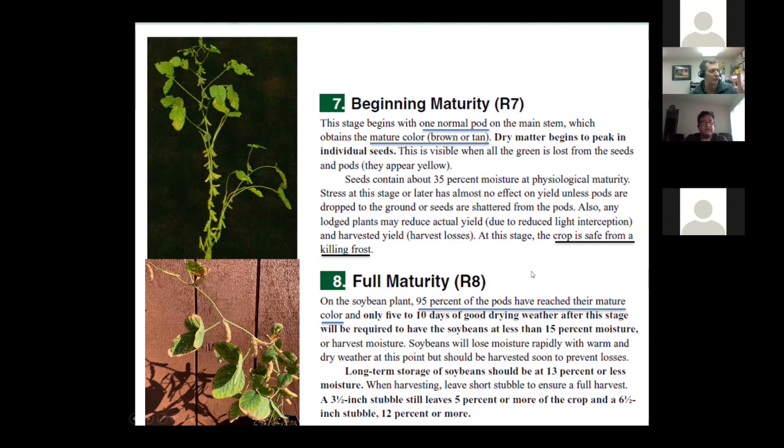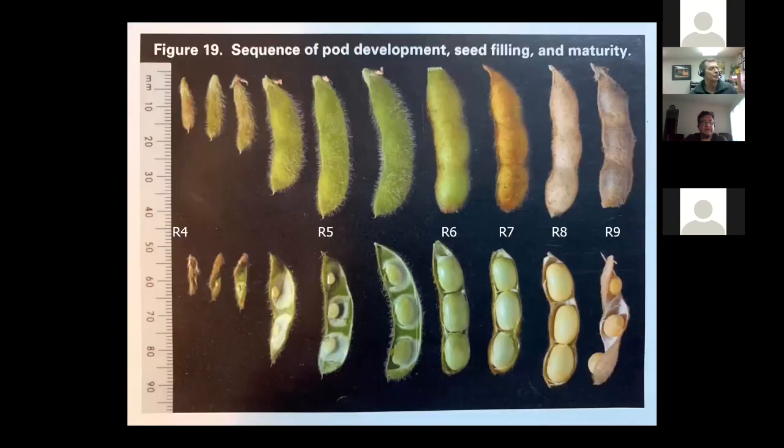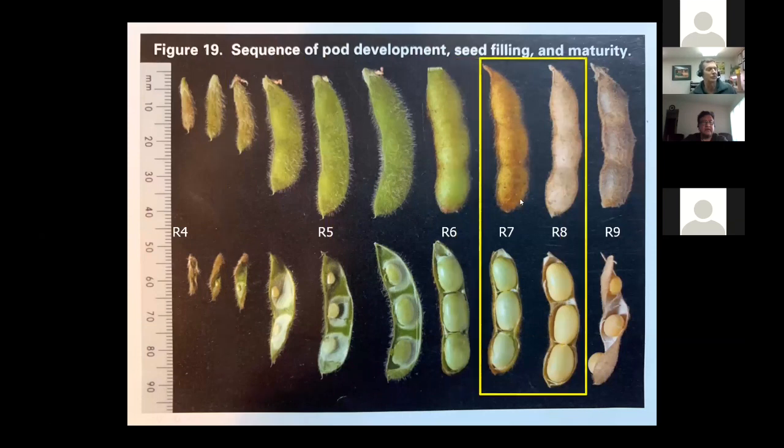And finally, R8 would be full maturity, when we look up and down the plant, the main stem, and see essentially all plants, except maybe 5%, where the pods have turned their mature color. And then this is a sequence showing pod and seed development. A focus is on R7 and 8, and that's what the pods look like, as well as the seed changes. And then ultimately our last official stage is R9, and that's when the crop is ready for harvest. Seed moisture hopefully will be in that 13 to 15% moisture range.